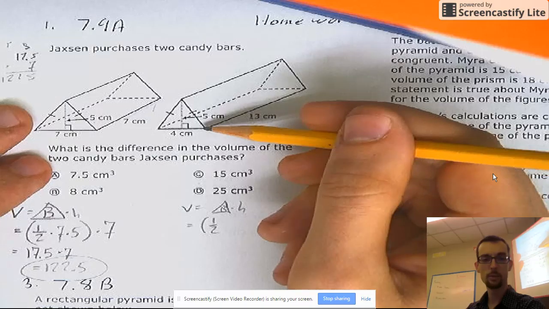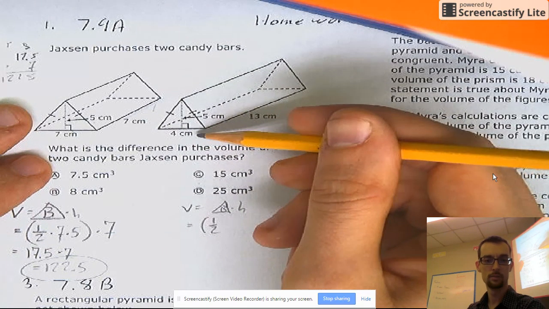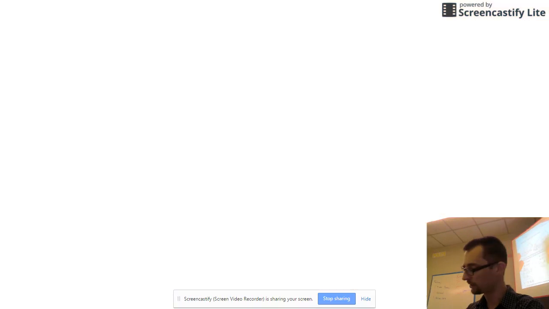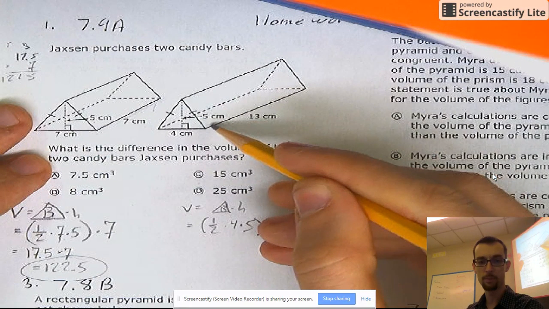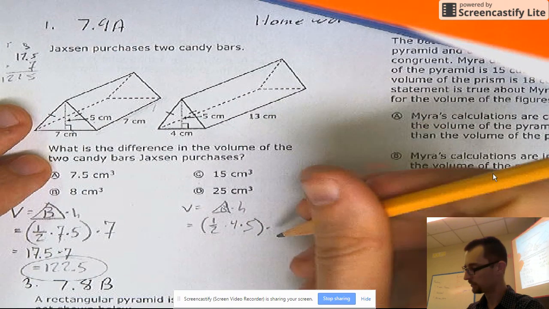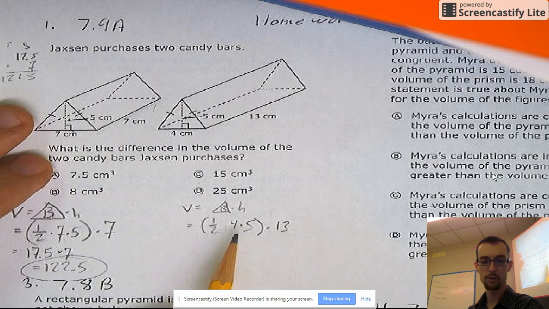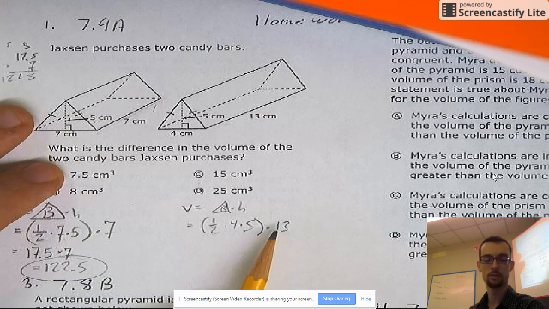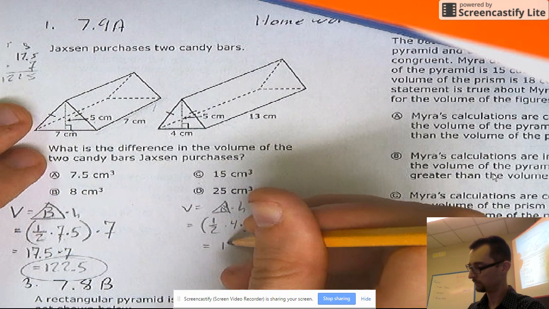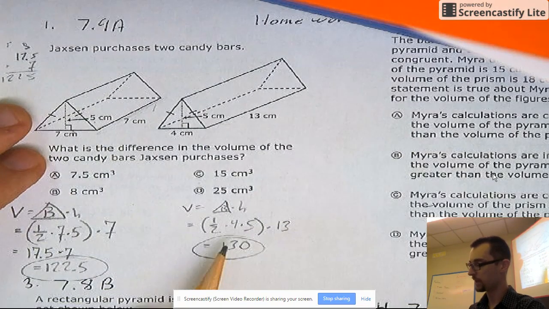So what's the base of this triangle? It'll be 4, and the height is 5. So we're going to do 1/2 of 4 times 5 times the height of my prism, which is 13. This is actually not too bad. Half of 4 is 2. So 2 times 5 is 10. Okay, 10 times 13 is 130.